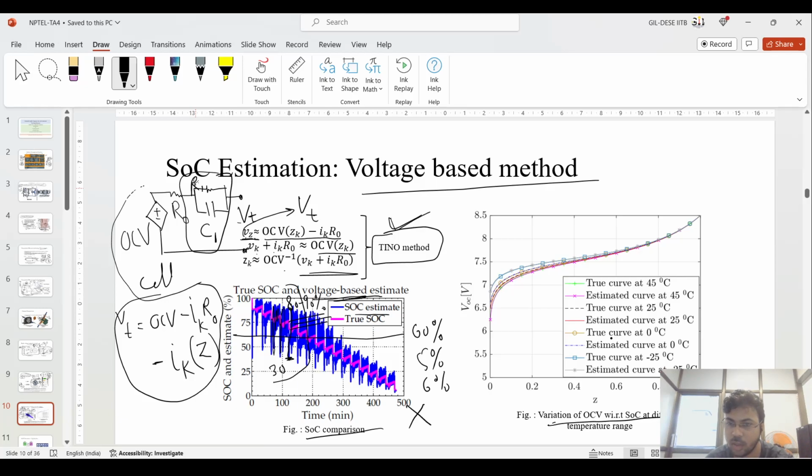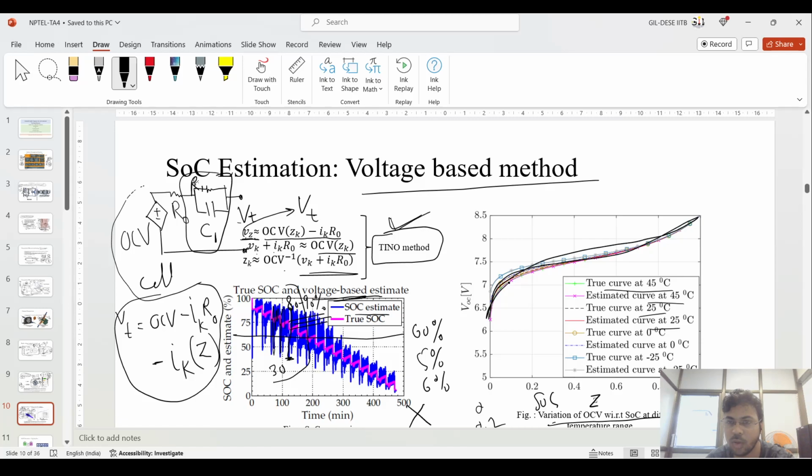This is also one image I have given on the right side, based upon temperature versus OCV. In this, Z is the SOC, not in percentage; 0.21 means it is 100% SOC level. So it is based upon the different temperature levels.